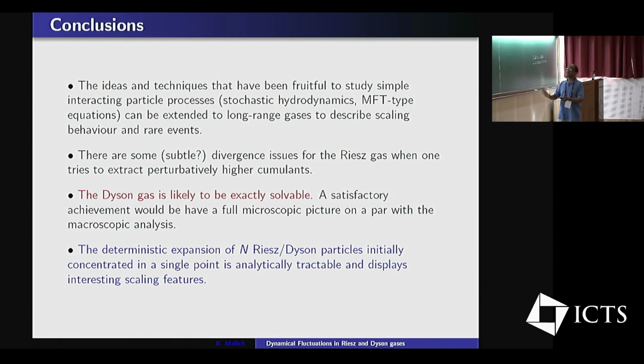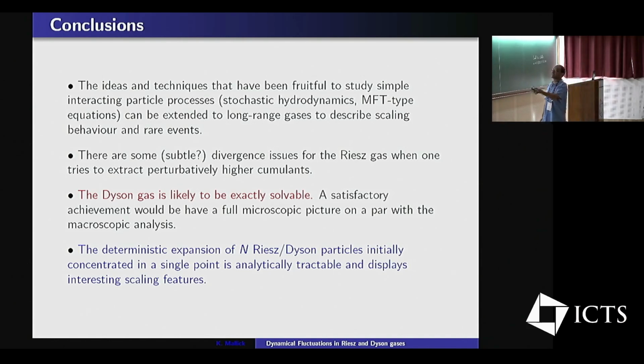At least for the Dyson gas, it's possible to do analytic progress, and I even imagine that there should be a microscopic exact solution for this Dyson gas, maybe using the mapping to Calogero, just as there was a microscopic solution for ZEP. So there should be a complete picture. That's what I hope. At the moment, we don't have it.